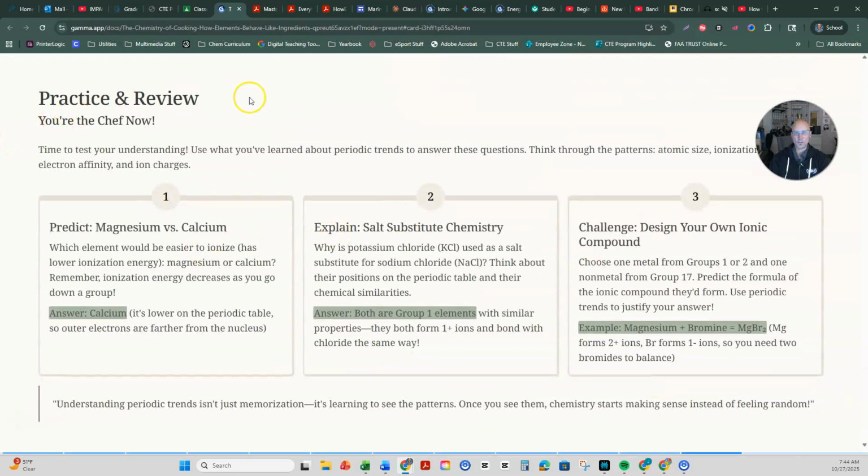So, practice and review. You're the chef now. Time to test your understanding. Use what you've learned about periodic trends to answer these questions. Think through the patterns: atomic size, ionization energy, electron affinity, and ion charges.